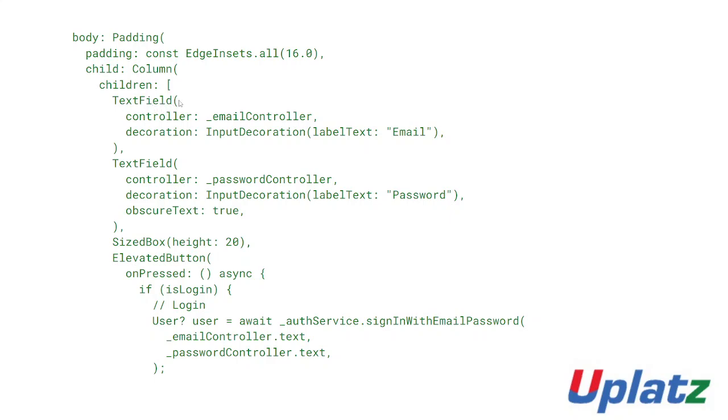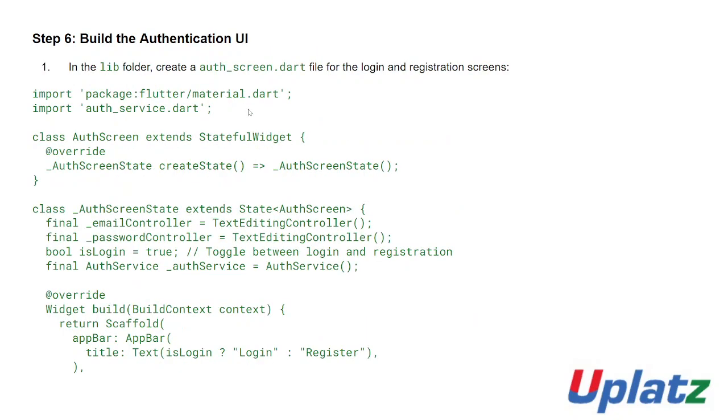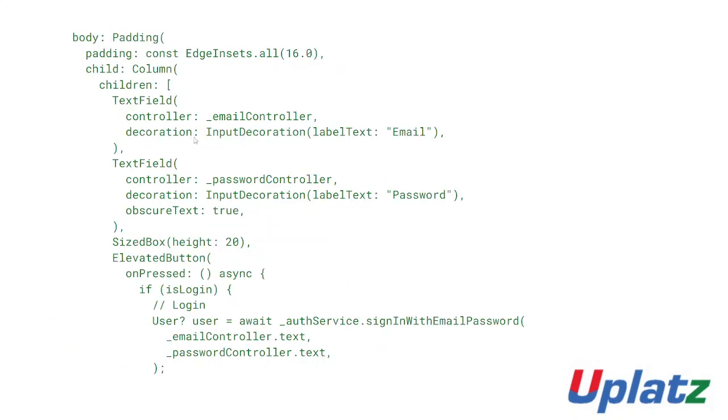TextField. Then the TextField class is opened, controller colon _emailController. This controller is the email controller here. Then decoration, InputDecoration, labelText colon email. Then bracket is closed, comma, TextField, then bracket open, controller _passwordController.